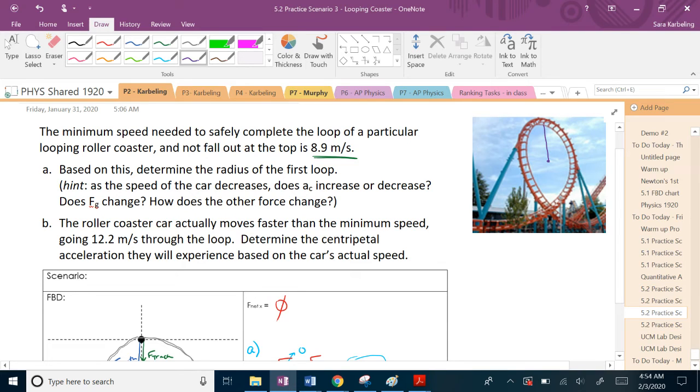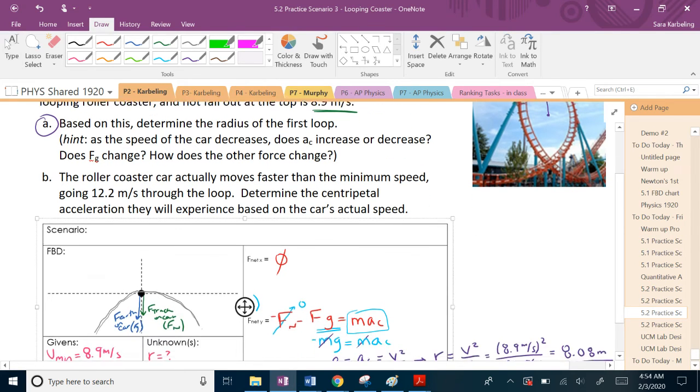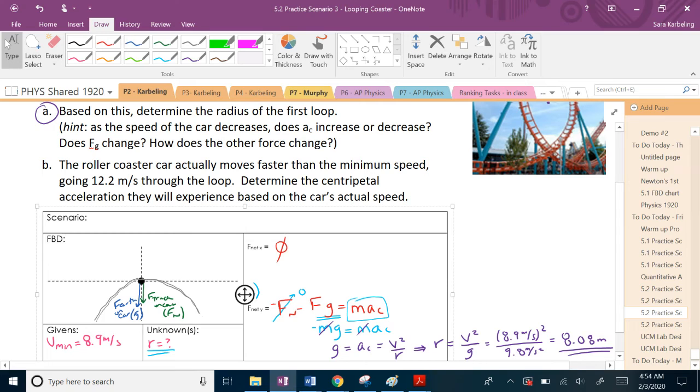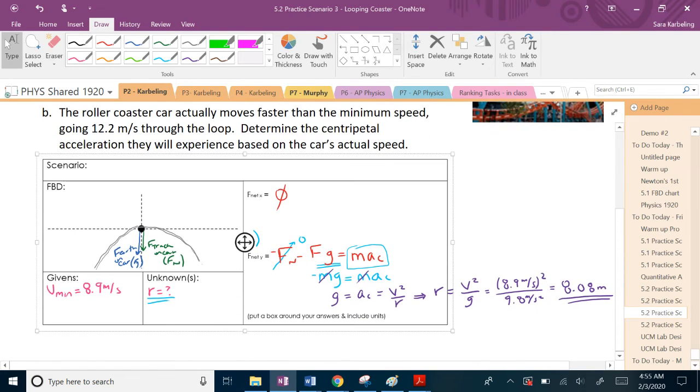That's just telling us the radius of the loop itself. So that's part A, and that's just finding that minimum, just for fun. That's what a roller coaster designer would have to work on. The rest of this is more similar to the other questions that we've worked on.